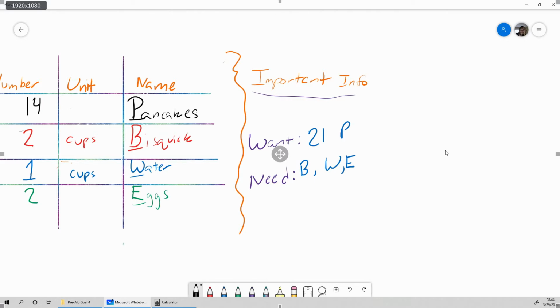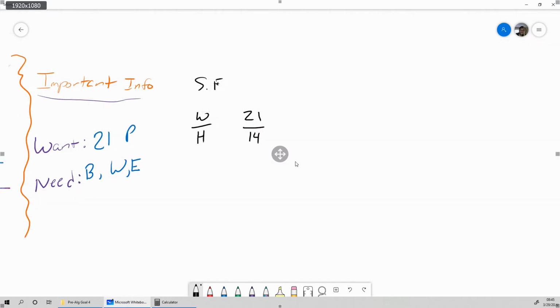In culinary, what they have is something called the scale factor, which is basically what do you want divided by what do you have. Well, I want 21 pancakes. I have 14 pancakes. If I simplify this fraction by dividing them both by 7, I'll get 3 halves. This is my scale factor. If I multiply all of my ingredients by this number, I'll get exactly what I need.